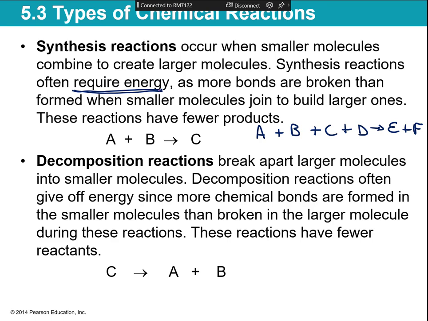But decomposition is kind of the opposite. Decomposition is when you have more product than reactant. And again, it doesn't matter how many on each side. The kicker is you'll always have more product. So I might have two reactants and eight products, or I might have one reactant and three products. Either way, if I have more products than reactants, that's a decomposition. Whenever I think of decomposition, I just think about things decomposing, falling apart. So if stuff decomposes, it goes into smaller pieces, it doesn't stay whole anymore.